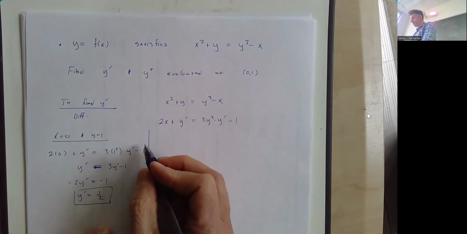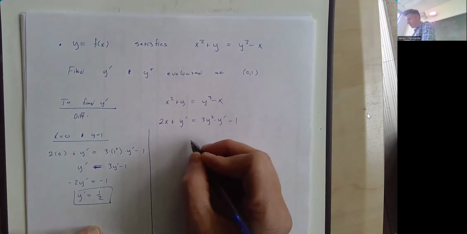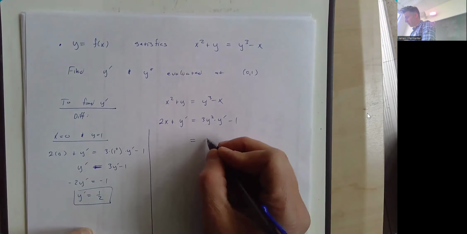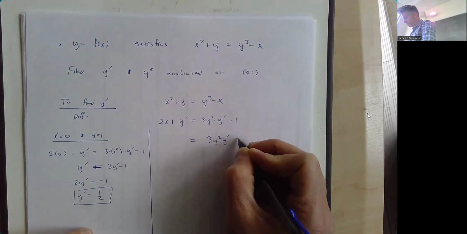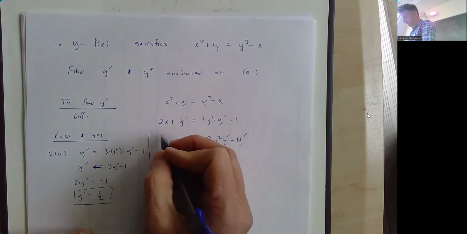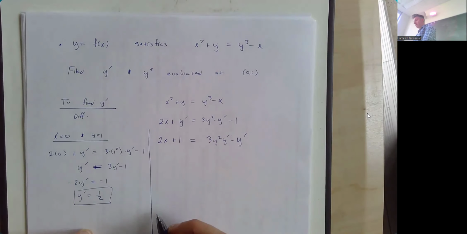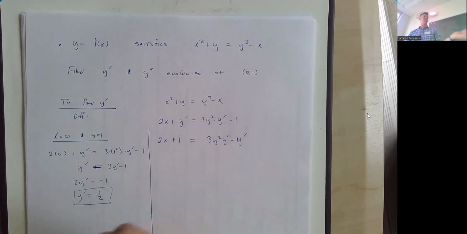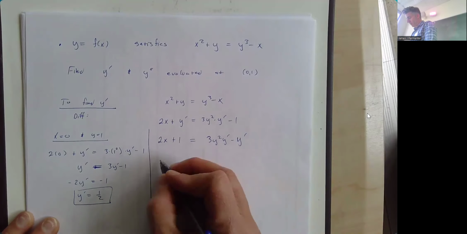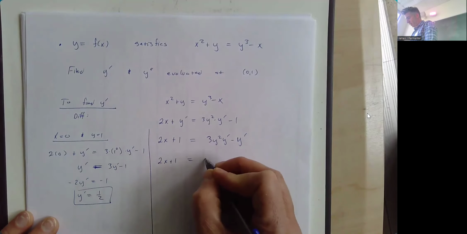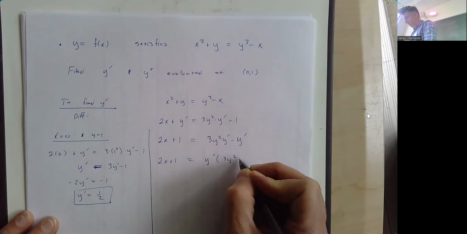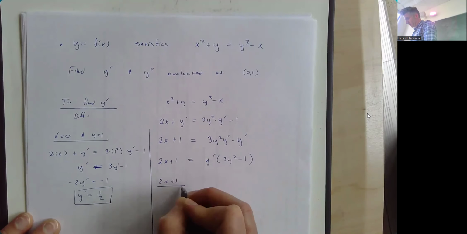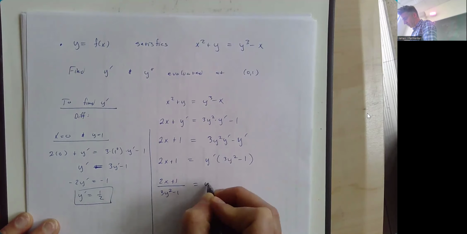So solving for y prime, I'm going to bring all my y primes to the right side. I picked the right side because most things will be positive. I would rather have 3y squared y prime minus y prime equal to 2x plus 1, as opposed to y prime minus 3y squared y prime equal to negative 2x minus 1. It's just nicer to look at. Factor out a y prime from the side the y primes are on. So you've got y prime times 3y squared minus 1. Finally, divide by that to get 2x plus 1 divided by 3y squared minus 1 equal to y prime.